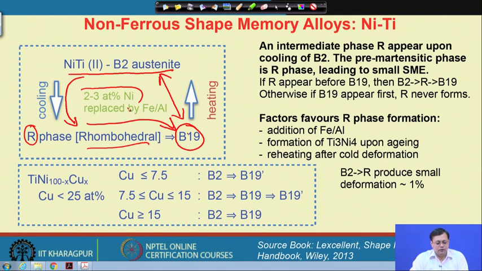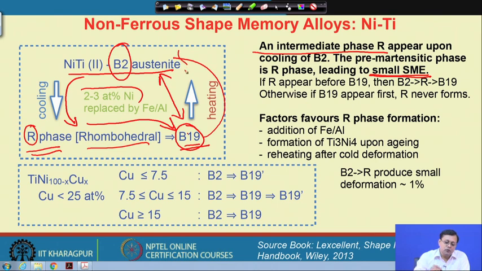However, there are some benefits of R phase formation. So, this intermediate phase or R phase that appears during cooling of this B2 structure is a pre-martensitic phase. We often call it a pre-martensitic phase, and due to such transformation we get a very small shape memory effect, because ultimately we need to deform B19 plastically, and then during heating it should go back to B2 phase, and that amount becomes less, and therefore, we get very little shape memory effect.